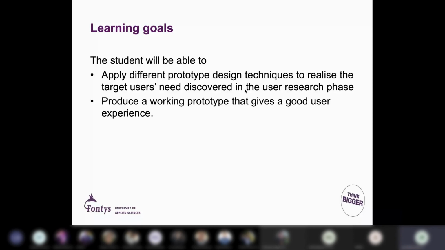For experience design itself, you will focus on this learning outcome: apply different prototype design techniques to realize the target user's needs, which should be discovered in the user research phase. So you see, we are already, in a way, implicitly telling you the whole process in one single learning outcome.